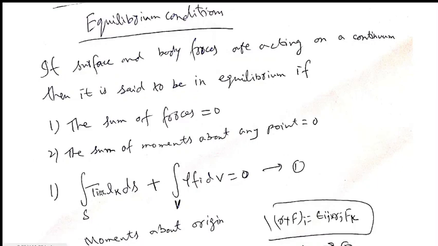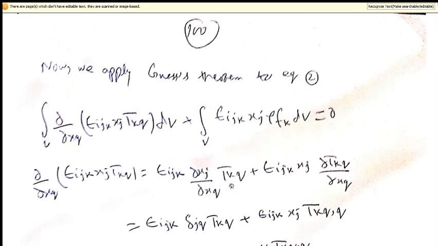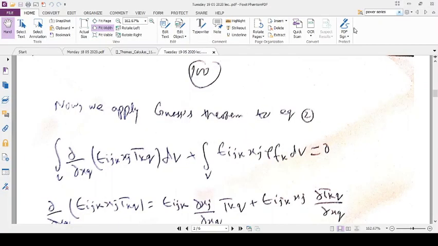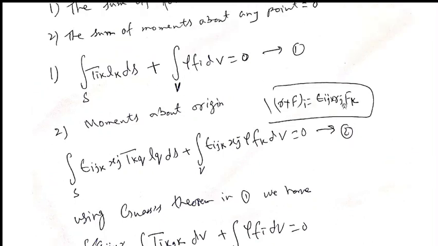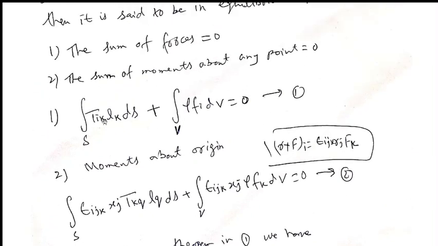This is the first condition: this is the total surface force, a surface integral, and this is the body force, the total net body force. This is basically the ith component of the total force. You can see that k is dummy and i is free. Here i is also free. So this is the ith component of the total force.